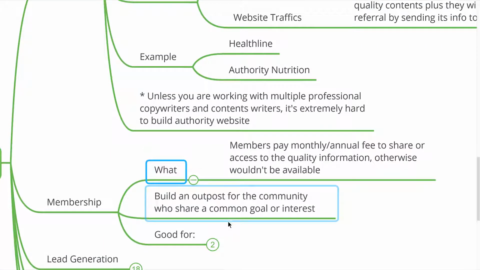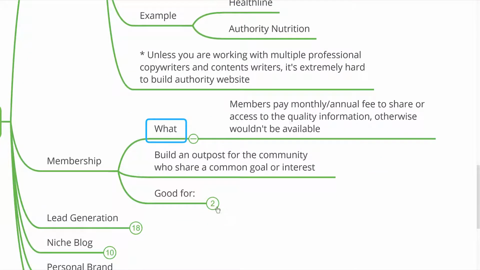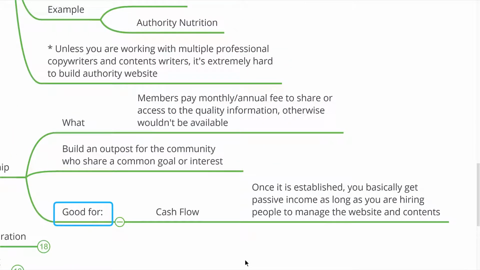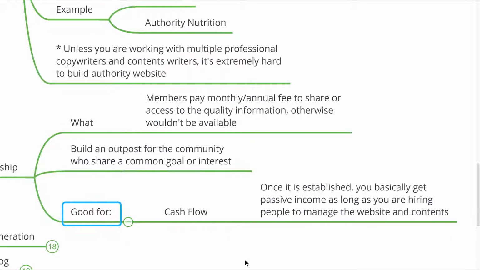Next type of website is the membership website. What is a membership website? Members pay monthly or annual fees to access quality information that otherwise wouldn't be available. It builds an outpost for a community who share a common goal or interest. This type of website is good for cash flow because once it is established, you basically get passive income as long as you are hiring people to manage the website and content.